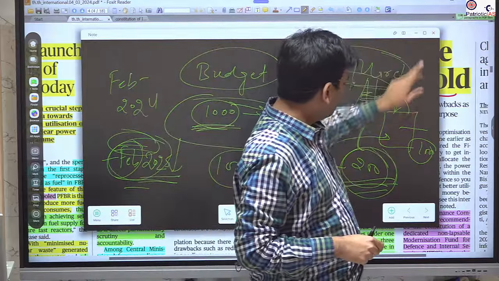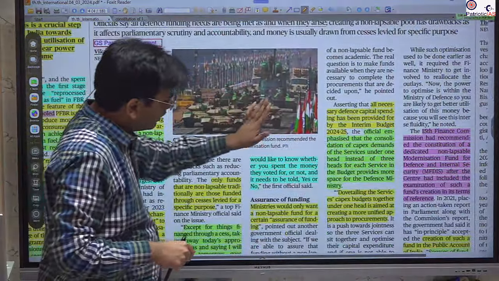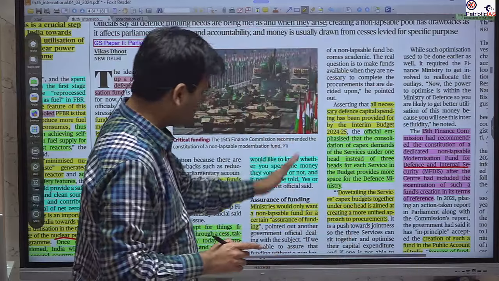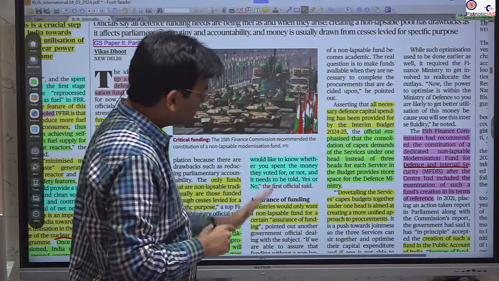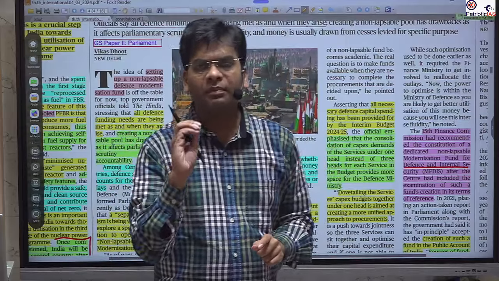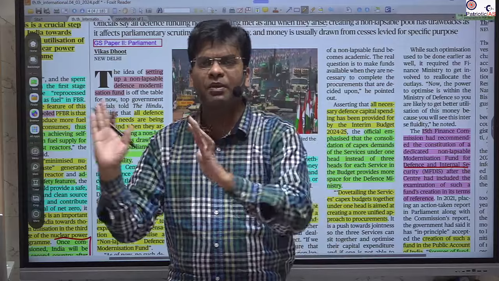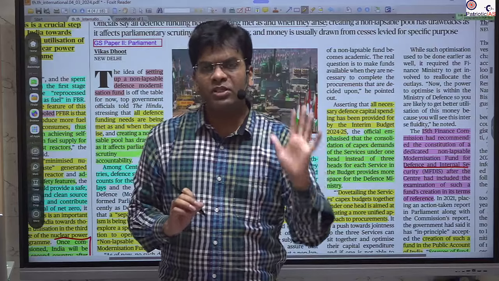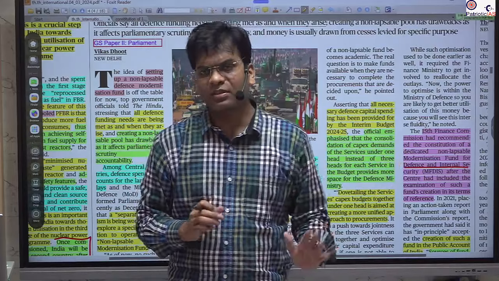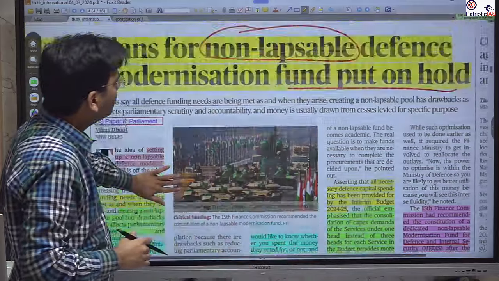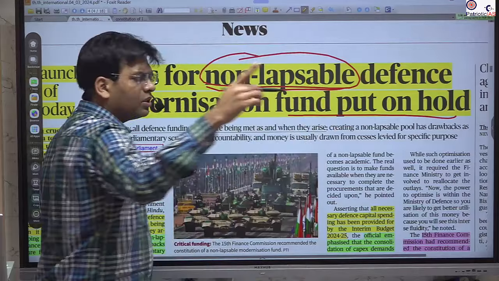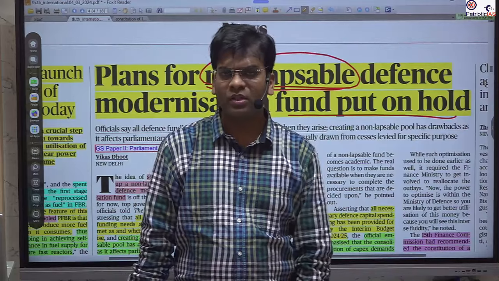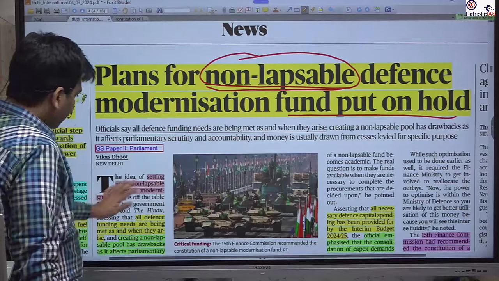Okay, so this was proposed by the 15th Finance Commission, that there should be a non-lapsable fund for defense and internal security, because this is a crucial area. But despite this being a crucial area, you have to give accountability and be transparent, so that the people of India can know what you are using, how much money you are taking, how much you are using, and how much is coming back. So if it becomes non-lapsable, accountability lacks; this 1,000 rupees you could use after 31st of March at any time. Okay, so this is not good, that's why this has been delayed.